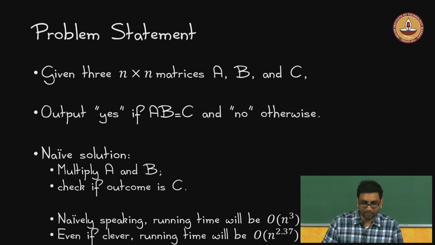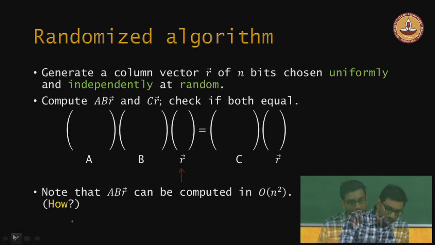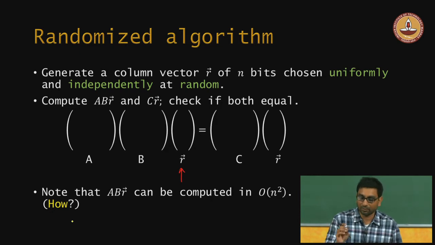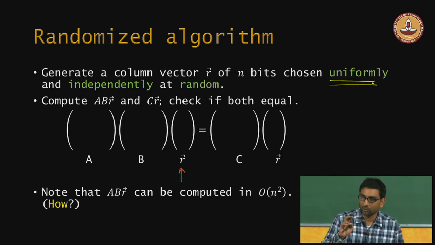But our interest is to try and do this even more efficiently and take advantage of the fact that we can design algorithms that can toss coins. Here is how this randomized algorithm is going to work. We are going to generate a column vector, this vector R, and we are going to do it in a very specific way. There are n bits in this column vector. Each of those bits has to be uniformly at random. Another way of thinking about it is just flip a coin. If it is heads, make it a 1. If it is tails, make it a 0. It has to be a fair coin.